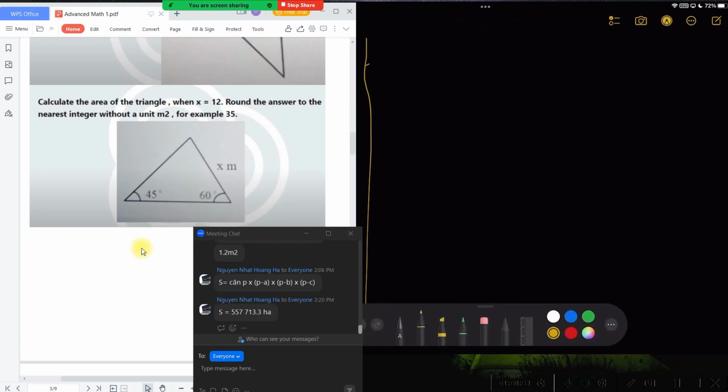Calculate the area of the triangle when x equal to 12. Nó kêu tính cái diện tích của cái hình tam giác này khi mà x bằng 12. Round the answer to the nearest integer without the unit. Phải làm tròn số đến cái số nguyên gần nhất mà không lấy đơn vị. Okay, I'll use a different color then. Dùng màu khác. 85 mét vuông.